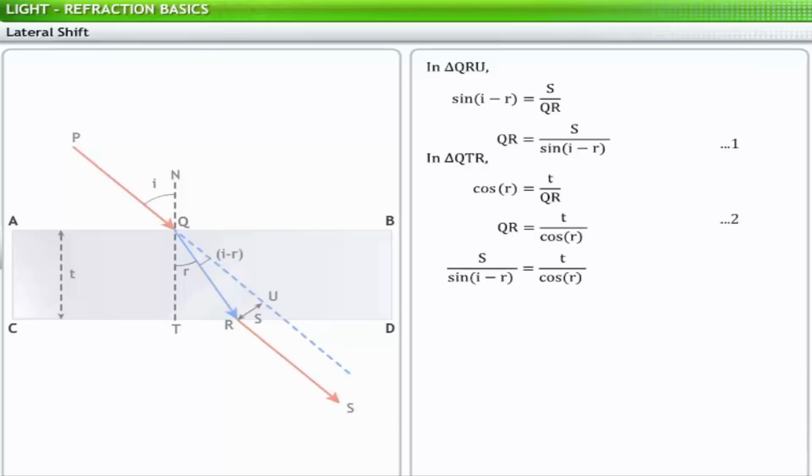From equations 1 and 2, we get the lateral shift in the slab as S is equal to t multiplied by sine (i minus r) divided by cos r.